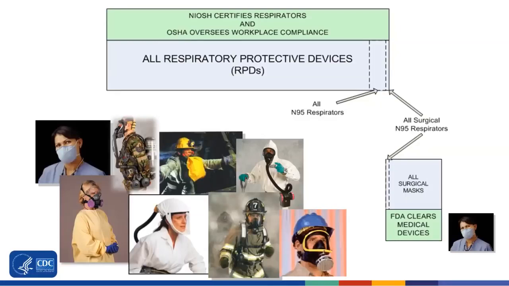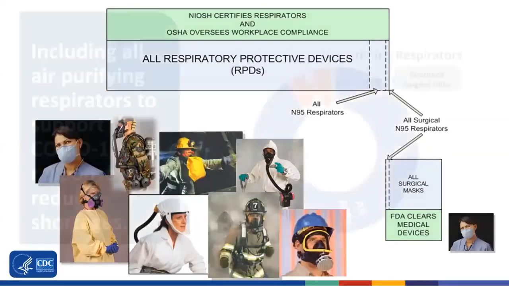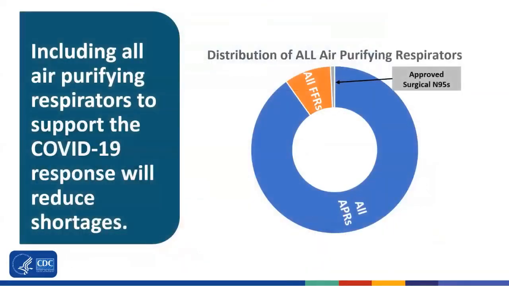NIOSH-approved respirators, like the elastomeric respirators, that have not undergone FDA clearance have been used in healthcare environments to keep workers safe for many years. NIOSH-approved respirators are available in many types, models, and sizes from many manufacturers for a variety of uses. The most common types of respirators in healthcare, again, are N95 filtering facepiece respirators.